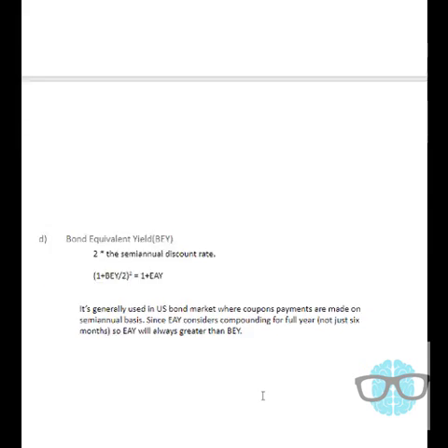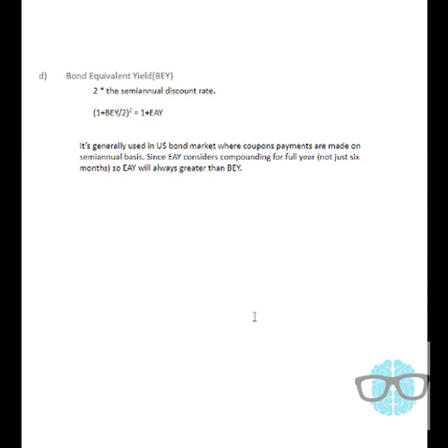And the last one, which is very important, is the bond equivalent yield. So in the US bond market, generally the yield is quoted on a semi-annual basis. So what this really does is it takes the EAY and compounds it on a semi-annual basis. So this is the formula. If we take the EAY, we can compute the BEY by taking the square root of it and rearranging this equation.